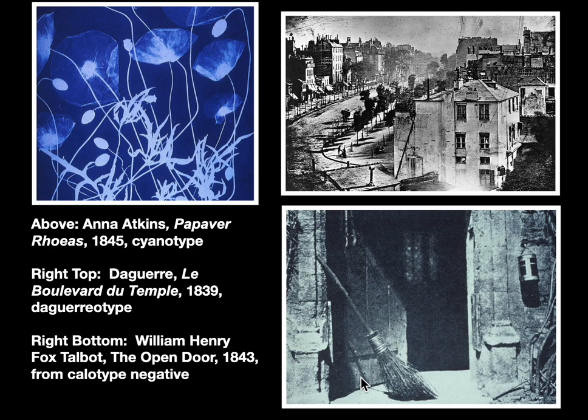Daguerre was working in France. Talbot was working in England. Again, at the same time. There are several differences between the processes that were used, and one big difference as far as accessibility. So, we're going to start with William Henry Fox Talbot here and the calotype. So, with the calotype, we have an image that is captured on a negative.